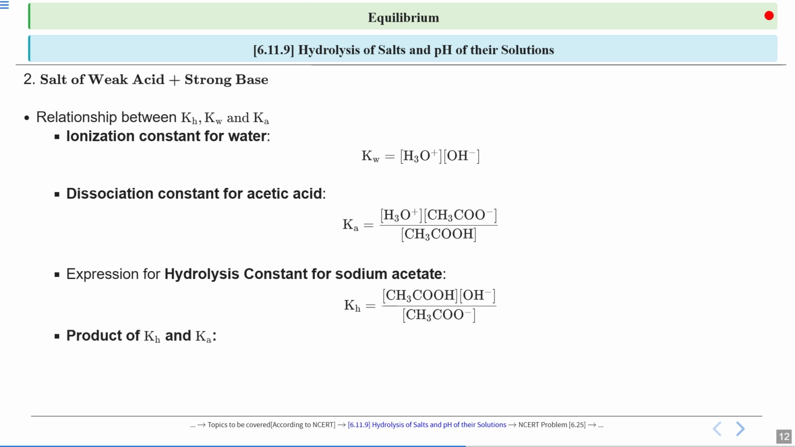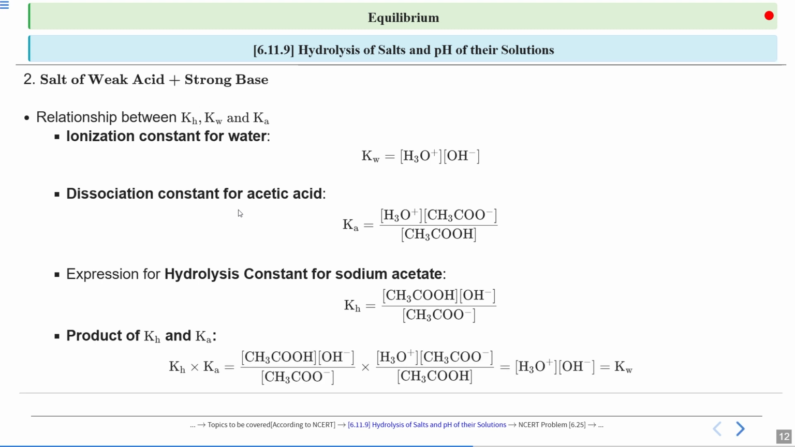Now, in the next step, we will take the product of KH and Ka. For the hydrolysis constant and dissociation constant, we will multiply them both. If you do so, you will notice that the acetate ion and the acetic acid concentration are getting cancelled out, and we are finally getting H3O plus multiplied by OH minus, which is equal to Kw. So this is the definition of Kw, and we have just put this here. So finally, we are getting a new relation between these three, which is KH multiplied by Ka gives you Kw. I hope this part is clear to you.